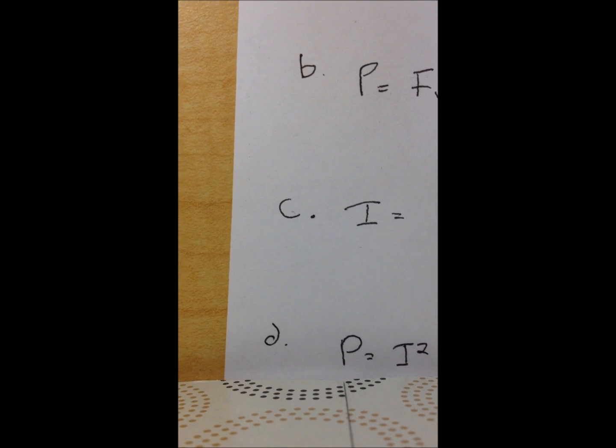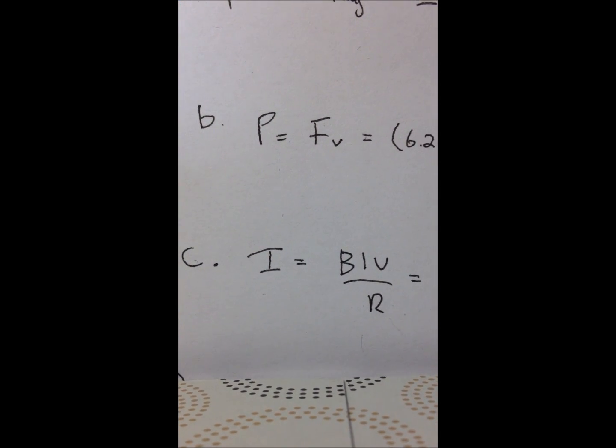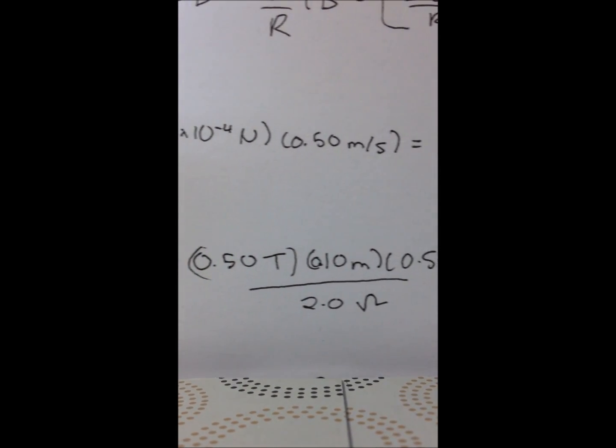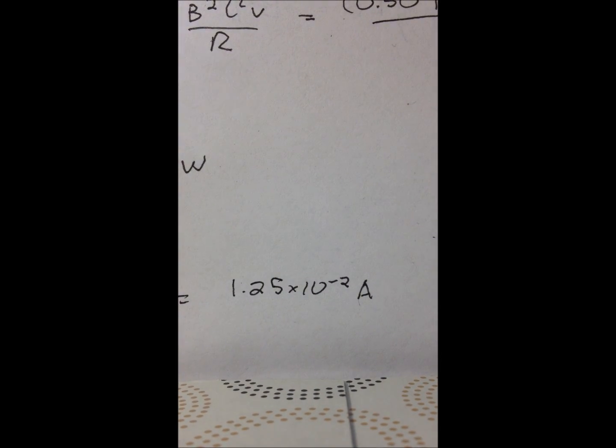Now we need to solve for the magnitude. So current equals BLV over R. And now just plugging in everything. Same numbers, nothing too difficult. Just plug and chug. We're going to get an answer of 1.25 times 10 to the negative 2 amps. Once again, that is counterclockwise.